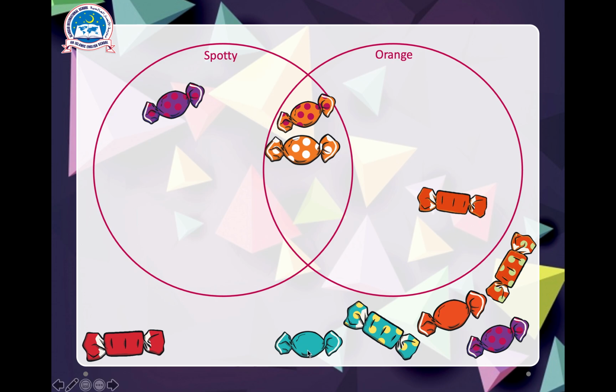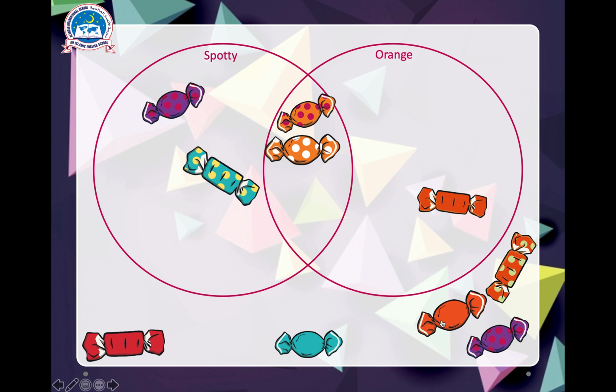How about this sweet over here? Is it spotty? No, it's not. Is it orange? No, it's not. So this sweet does not fit into any part of our diagram. Let us look at this one over here. We have this sweet. Is it spotty? Yes, it is. But it's not orange, so we can only put it in this part of our circle.